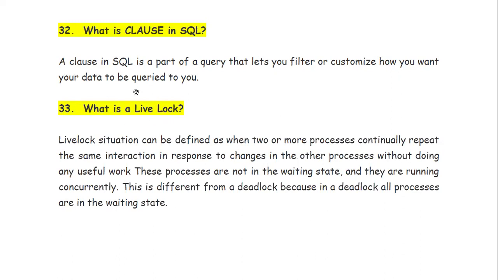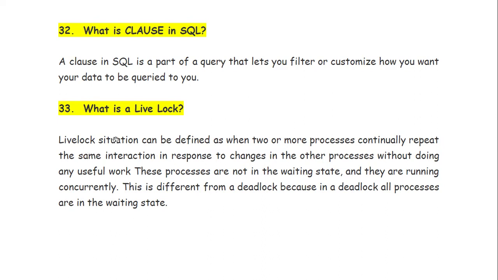Then what is livelock? Livelock is a situation that can be defined as when two or more processes continually repeat the same interaction in response to changes in the other processes without doing any useful work. These processes are not in the waiting state, and they are running concurrently. This is different from deadlock, remember, because in deadlock, all processes are in the waiting state. But here, all the processes are not in the waiting state, but they are actually running concurrently. So you got the difference between livelock and deadlock also.